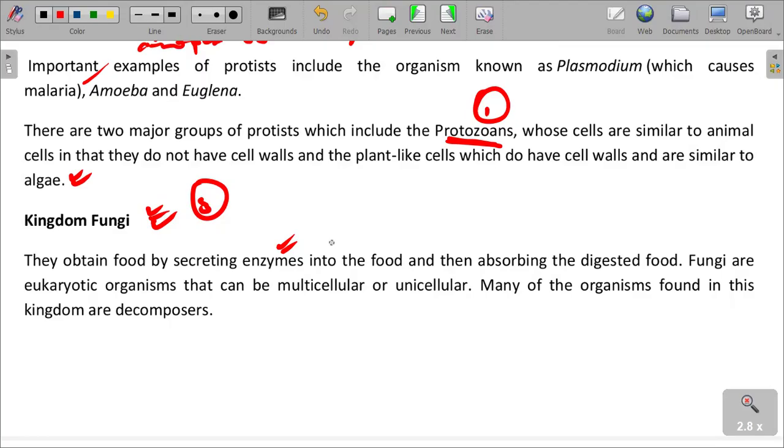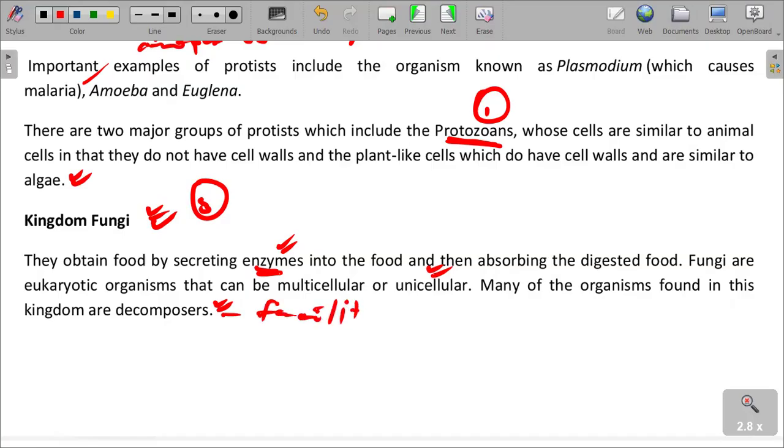So when food is metabolized by the enzymes, the fungi can therefore absorb the digested food. So fungi are eukaryotic organisms that can be multicellular or unicellular, and many of the organisms found in this kingdom are decomposers.